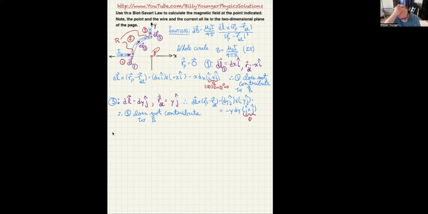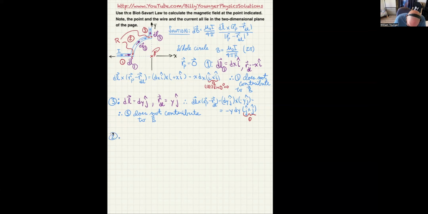And in general, what you can see is anytime you have a dL vector that is running parallel or anti-parallel to r_P minus r_dL, then you're automatically going to get 0. That's just true because of cross products. So whenever you have these radially propagating currents, propagating towards or away from a point at which you wish to know the magnetic field, those radial current parts are not going to contribute to the magnetic field. And this brings us now to part 2.